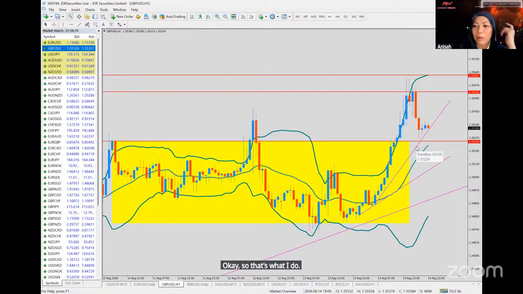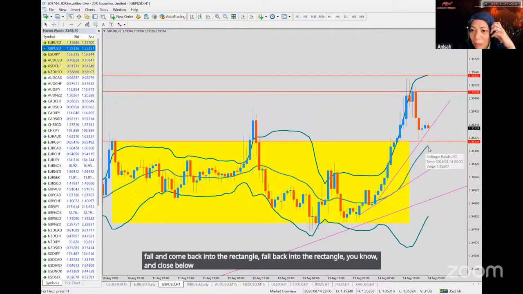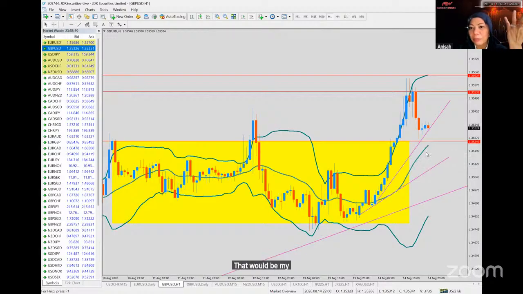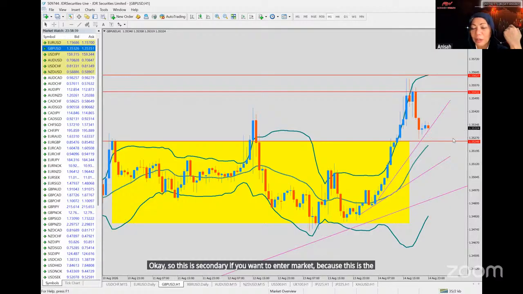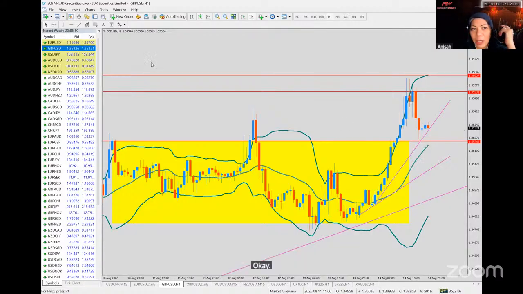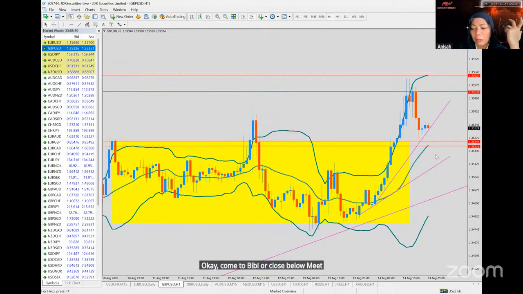If the price falls back into the rectangle and closes below the mid BB or the MA20, that will be my stop loss. Because this is my entry, and this is the second entry if you want to enter market, because this is the last price. So my stop loss is here, mid BB. If it comes to mid BB or closes below mid BB, that will be the risk that I'm willing to take.